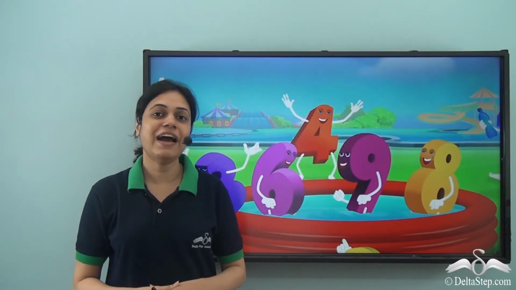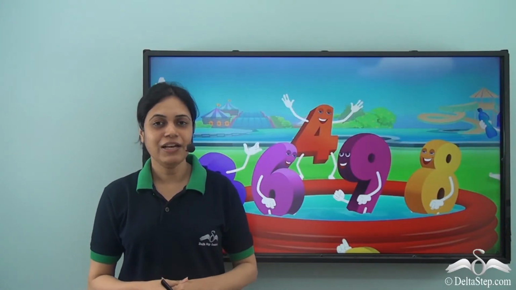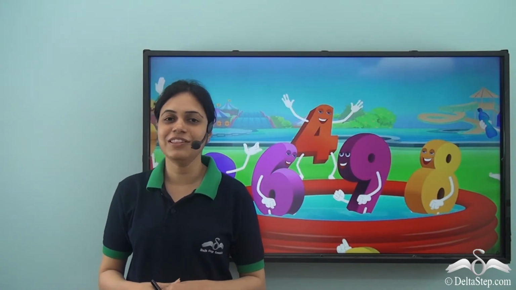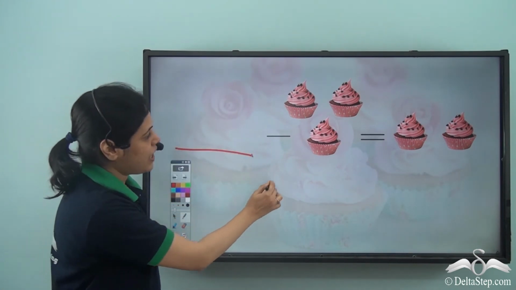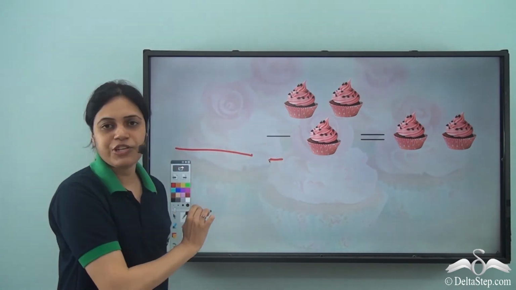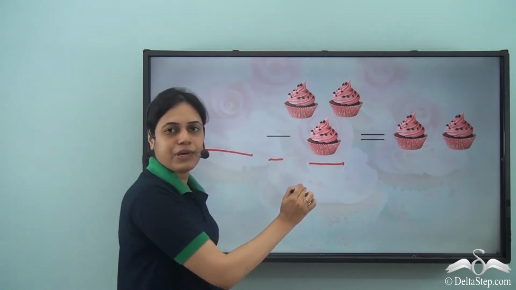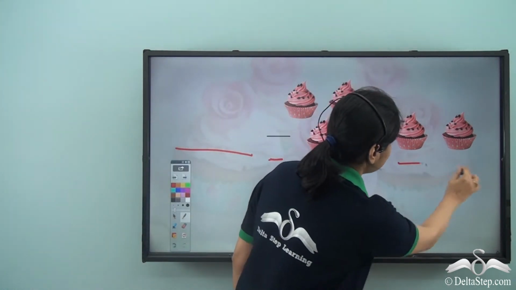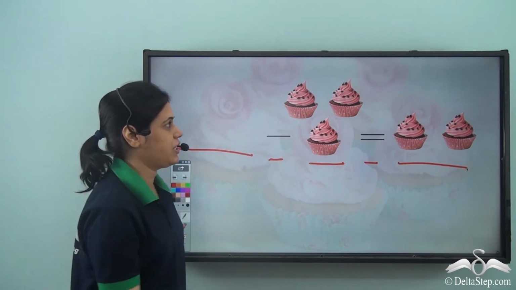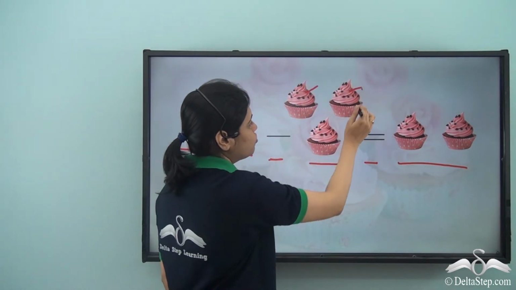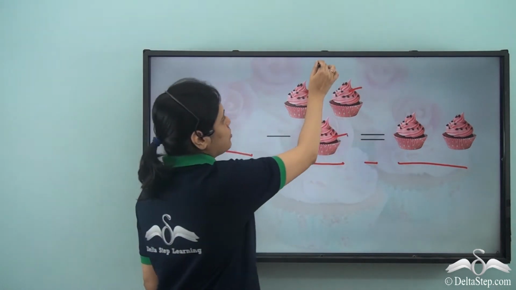Do you like playing hide and seek? Well, let's play hide and seek with numbers today. So I see that I have nothing over here and I subtract these cupcakes to get these cupcakes. So let's first count these cupcakes. 1, 2, 3. So this is 3.